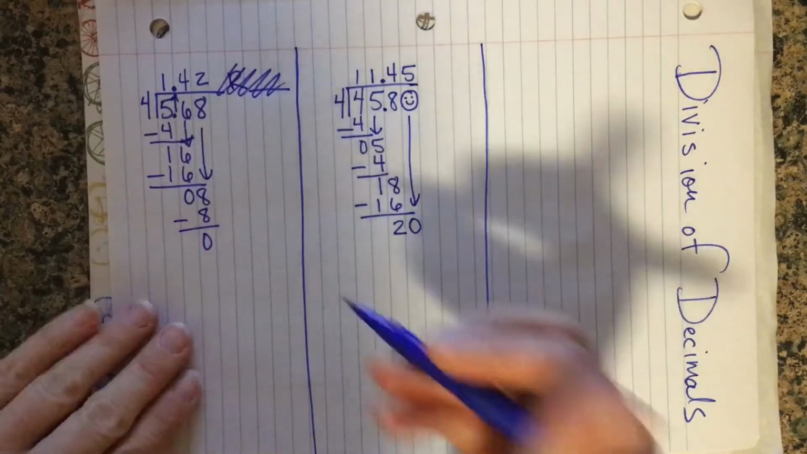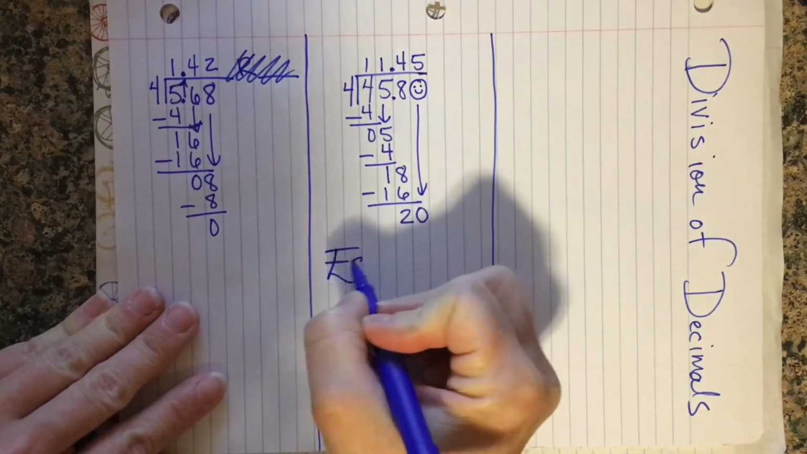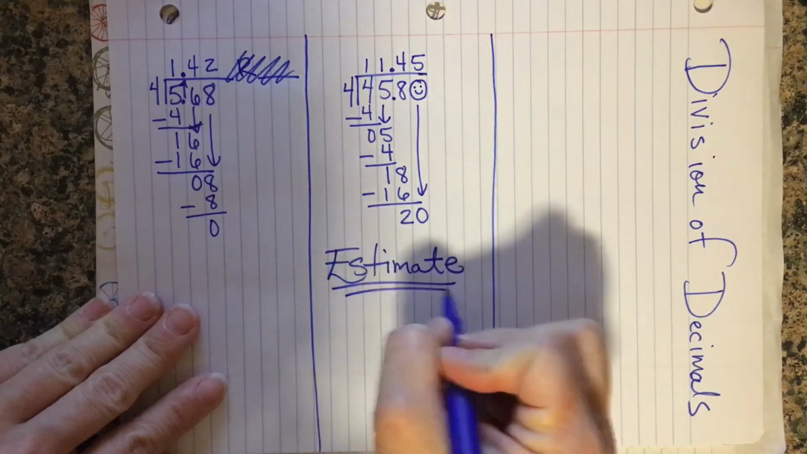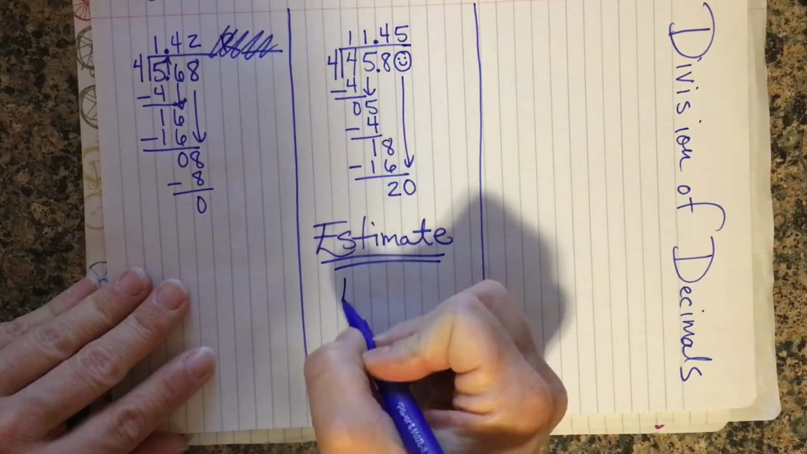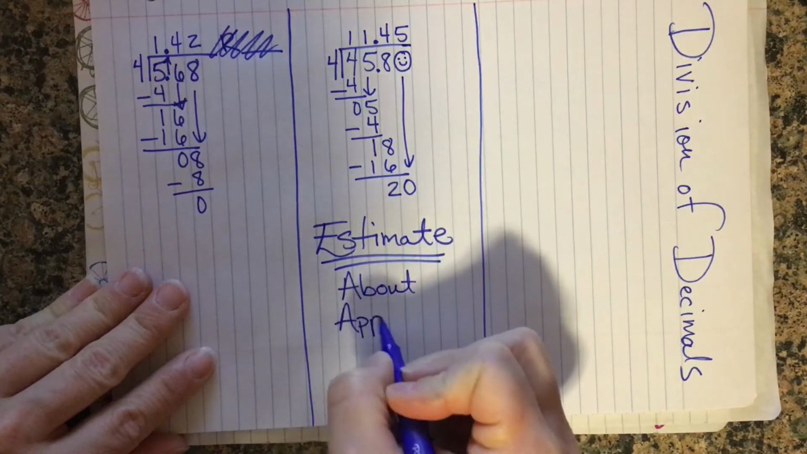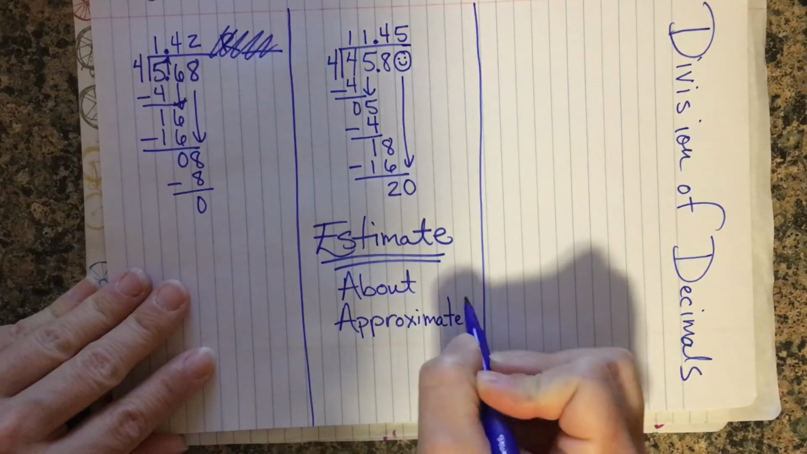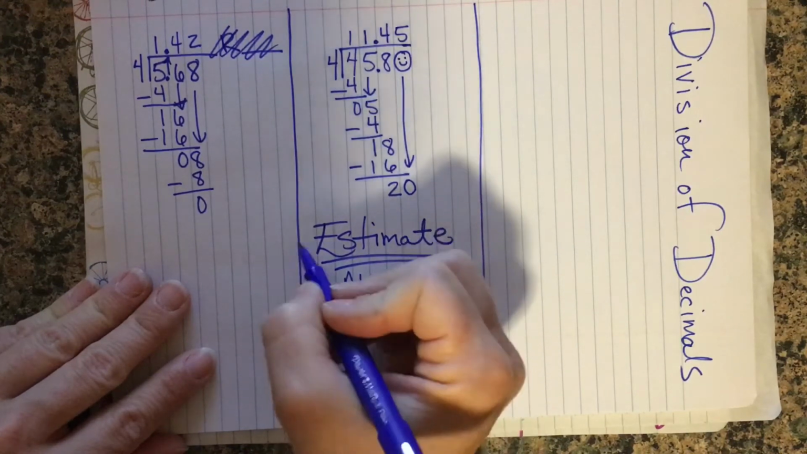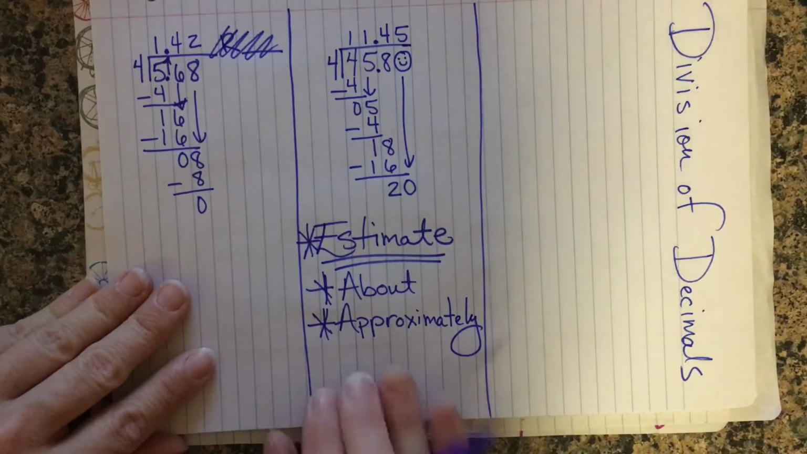Also, when we're doing these problems, we need to learn to estimate before we divide. If you have a word problem that says estimate or about, approximately, all these key words that are going to tell you to round, you'll notice in the problems they don't tell you what place value to round to. You're just going to round it to the nearest dollar or the ones place.